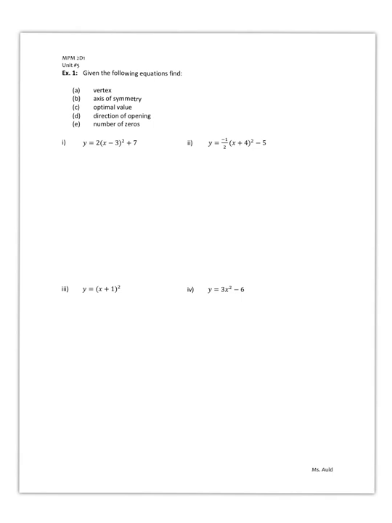Okay, so the first one, we're going to look for the vertex. So we're looking for the h and the k. So I have my h in the brackets and my k outside of the brackets. So if I want to write my vertex for part A, I'm going to say it's 3 and 7.